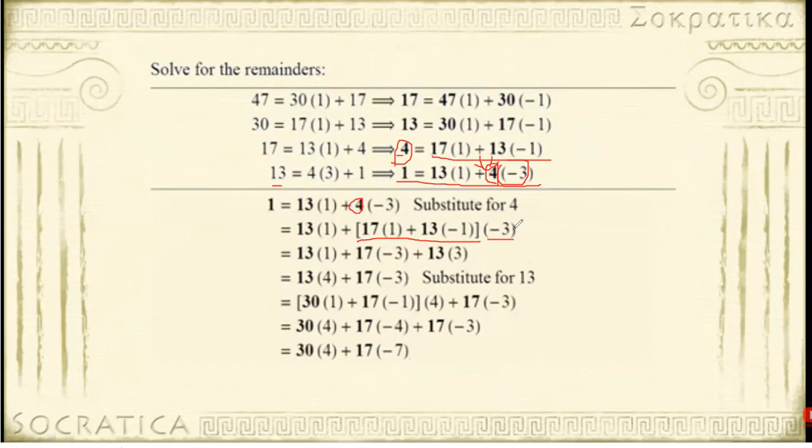Now it is very easy. Easily you can solve this equation. 13 into 1 plus 17. Now, minus 3 into 1, that is minus 3, and minus 3 into minus 1, that is plus 3.